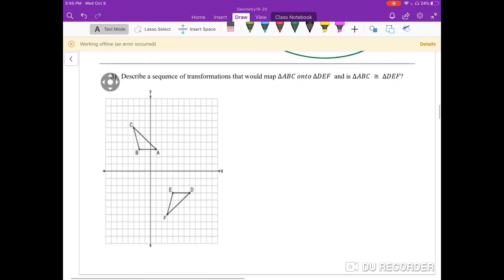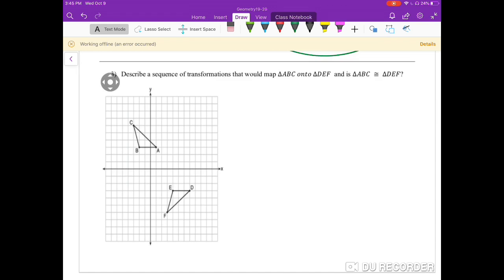Next example. This one is one of the most important things because there's a lot that goes into this question. It's usually a 2-point question and it's asked all the time. Describe the sequence of transformations that would map ABC onto DEF. So first, we know that this is our starting point. So we need to go from this triangle to this triangle using transformations. And then, are these two things congruent? Well, we'll get to that part.